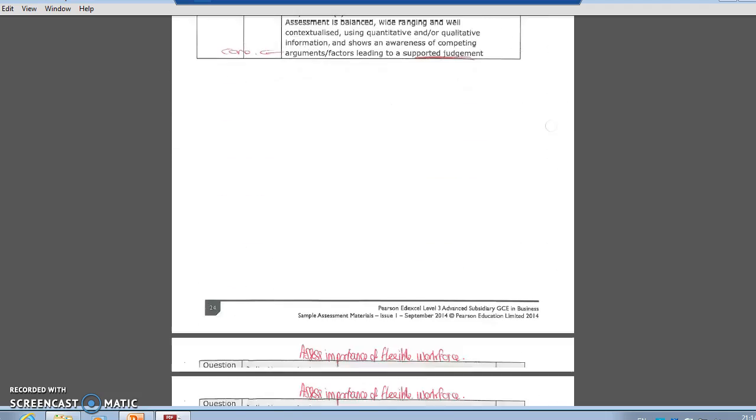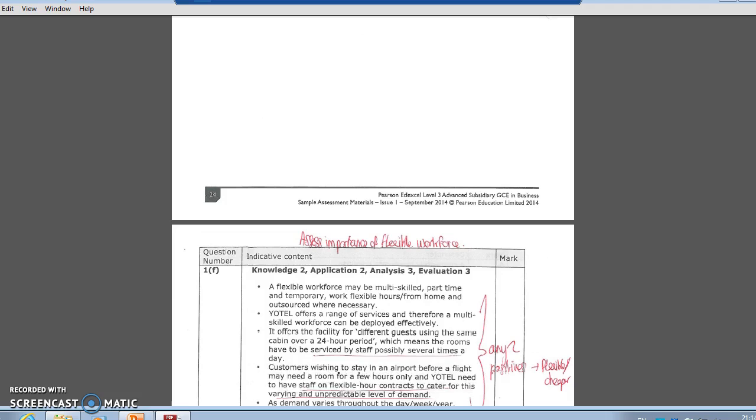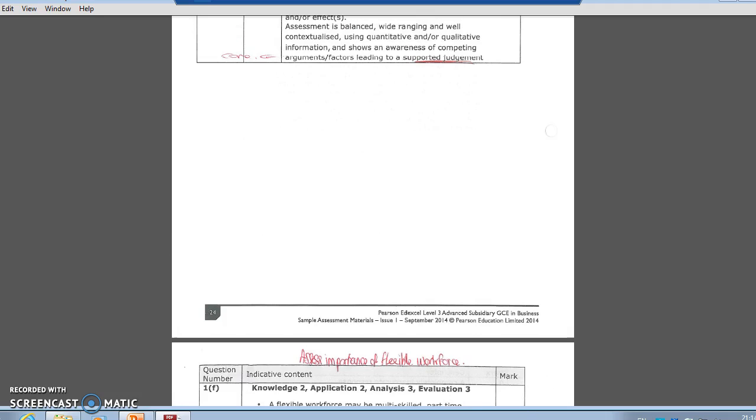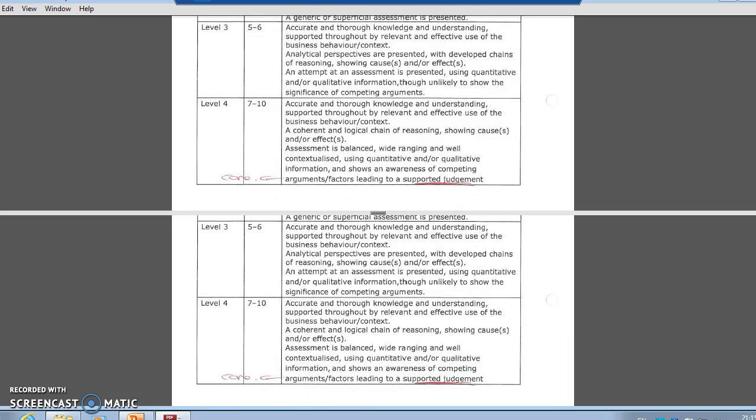Next question is your 10 mark A04. As you saw there in the mark key, it's all about assessing the importance of a flexible workforce. The difference here, you got an extra level, level 4. Has this person given a firm conclusion or supported judgment? Okay, again, 2 versus 2, context and explained.